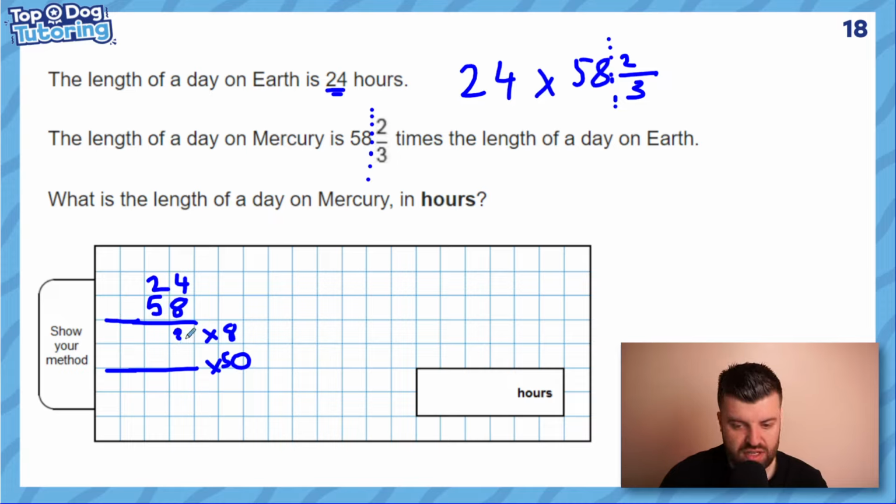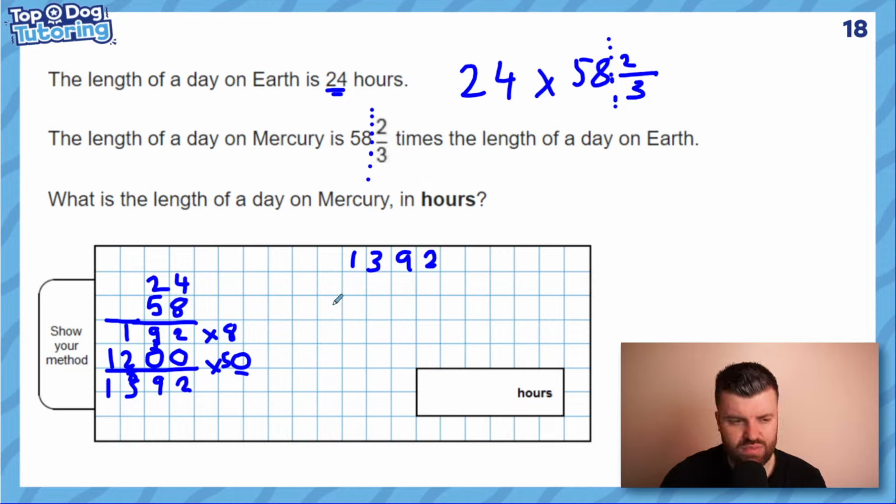4 times 8 is 32. 8 times 2 is 16, plus the 3 is 19, 192. Times by 50, we must put the placeholder in, so now I can just times by 5. 5 times 4 is 20. 5 times 2 is 10, plus the 2 is 12. That's 2, 9, 3, and 1. So 1392, let's just write that out again so I don't get confused. That is how many hours are 58 times.